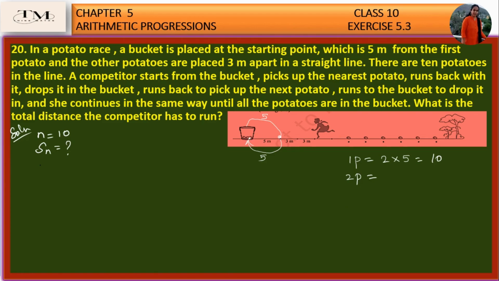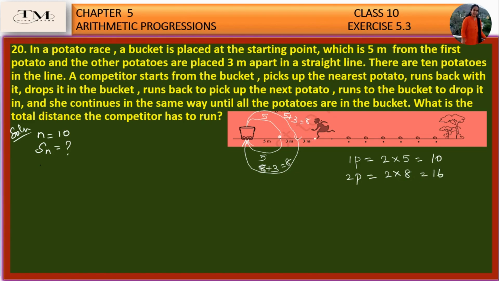For dropping the second potato, the second potato is 3 meters away from the first potato. Now she will be near the bucket. So from the bucket, she has to go to the second potato, so it is 5 plus 3, which is 8 meters. She takes the potato and goes and puts it in the bucket. So again she will travel back 5 plus 3, which is 8. So she will travel 2 times 8 meters, so it is 2 into 8 which is 16.